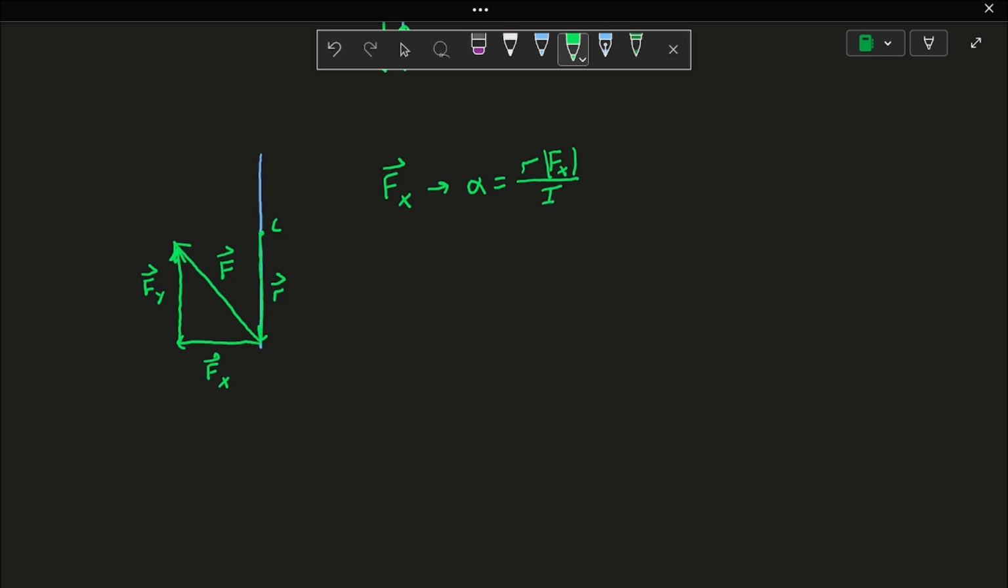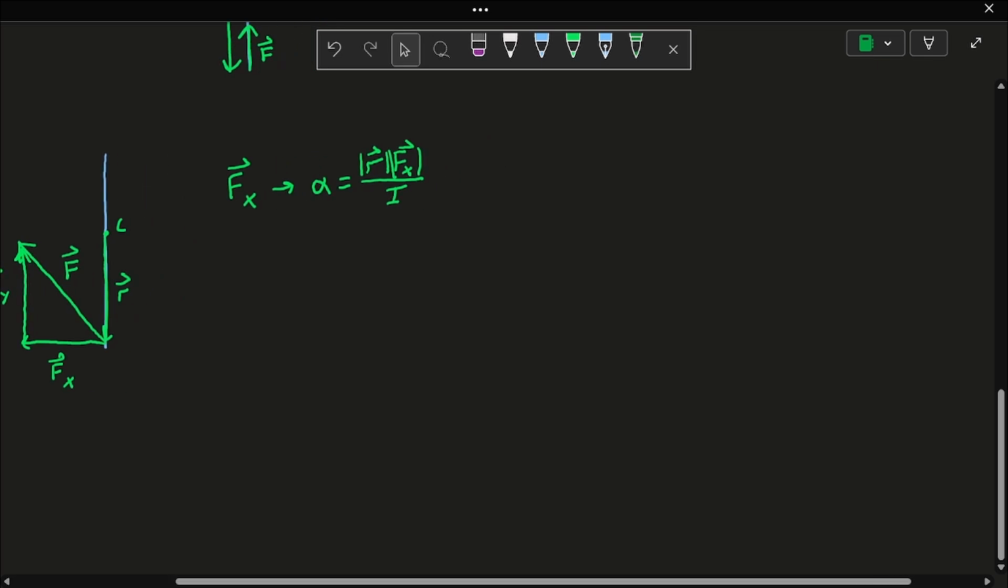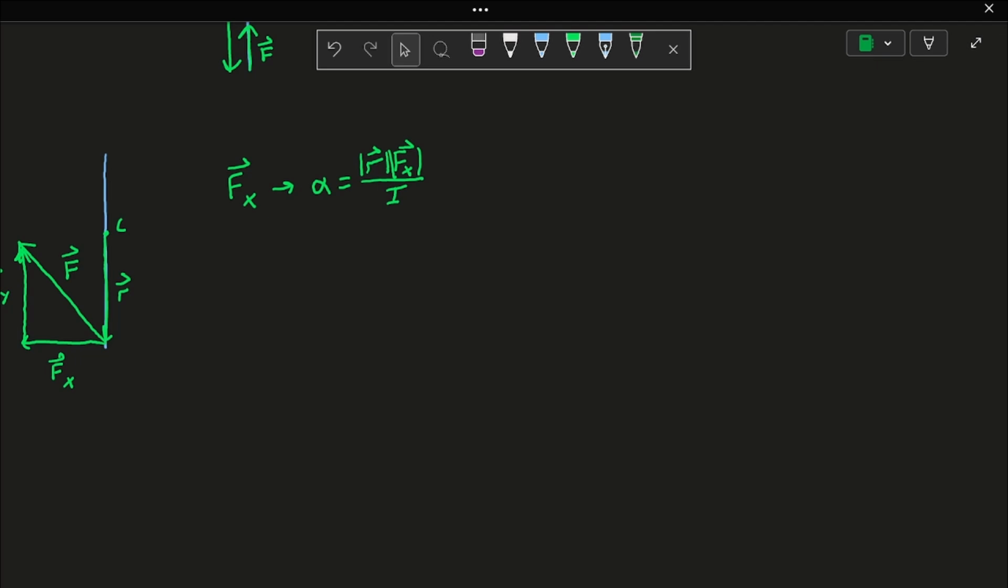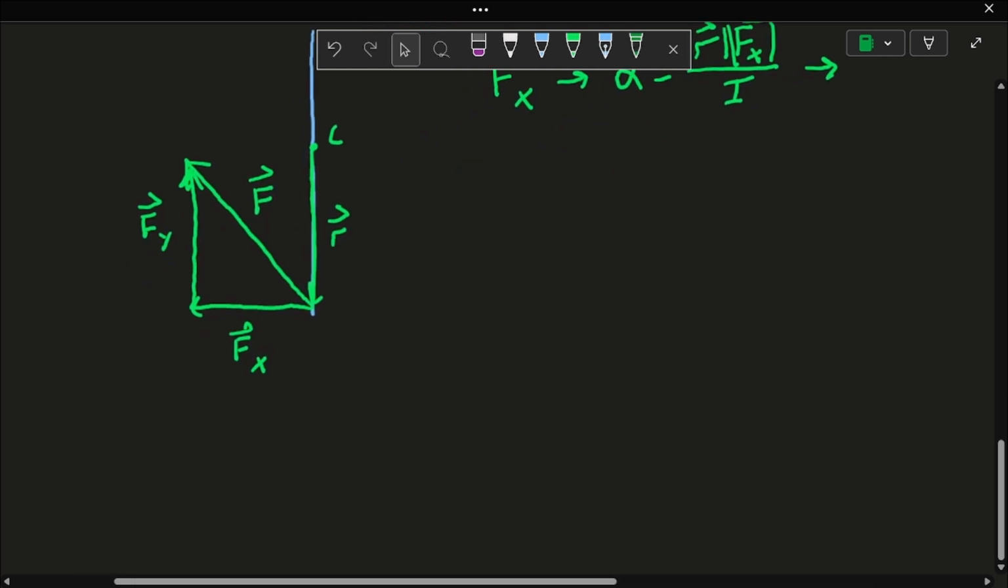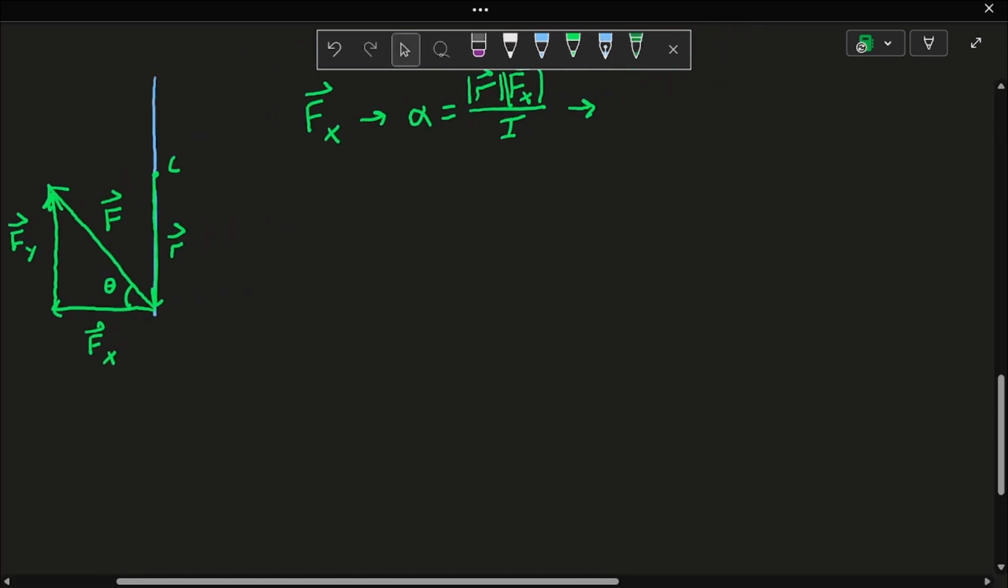Right? And oh, that should be the magnitude of R vector f. However, we haven't actually calculated what fx is yet. So luckily this computation is relatively simple. But before we do it, we should label an additional part on this diagram, theta, right there.